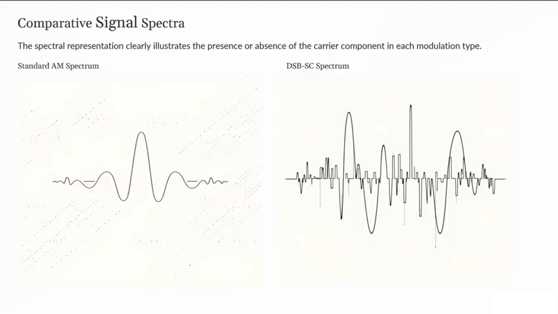This is the comparative signal spectra. In standard AM, we clearly see a strong carrier in the center with two sidebands. And in the DSBSC spectrum, the carrier is missing and only sidebands are present. This clearly shows why DSBSC saves power.